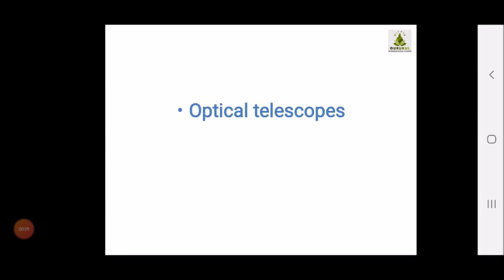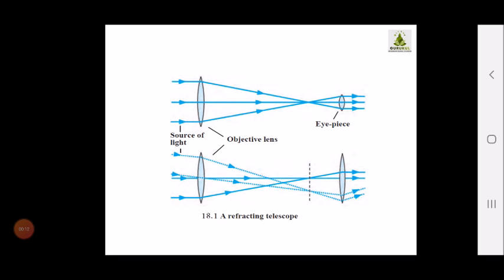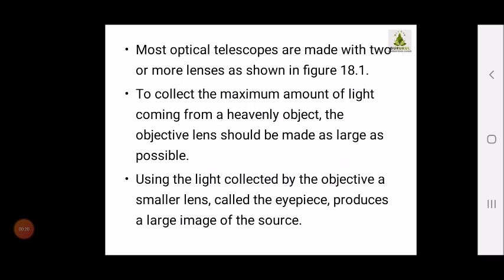Today we are going to study about telescopes, the optical telescope. These are the different types of telescopes. A refracting telescope is shown. Most optical telescopes are made up of two or more lenses, as shown in figure 18.1 in your textbook, chapter 18. To collect the maximum amount of light coming from the heavenly object, the objective lens should be made as large as possible. Using the light collected by the objective, a smaller lens called the eyepiece produces a larger image of the source.